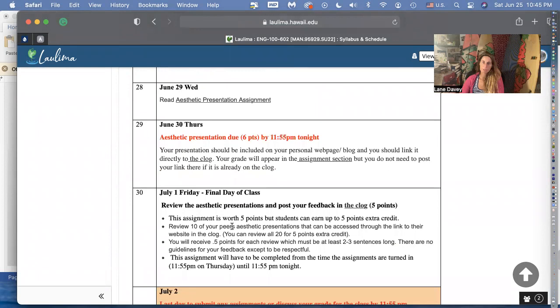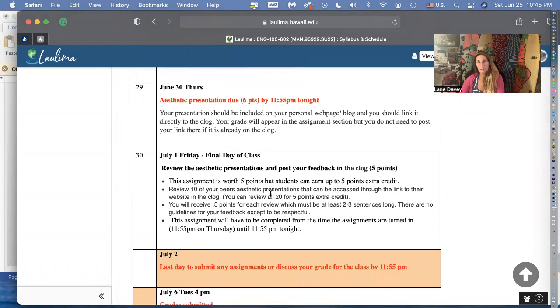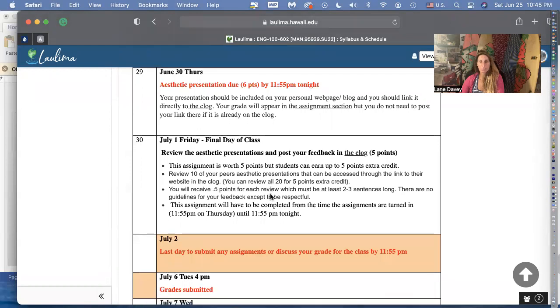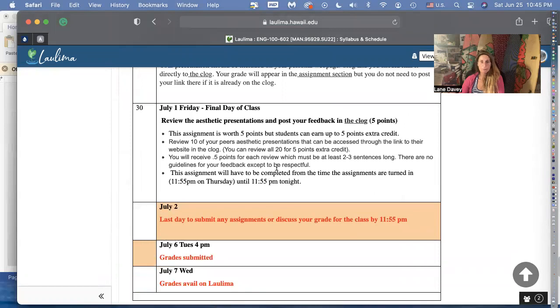July 1st is the final day of class. Give feedback to the other assignments, to the other presentations. You only need 2 to 3 sentences, and you can make 5 extra credit points. So that I'm giving that to you. It's half of a grade. Take advantage of it if you need it. That's due that night, though. You only have that one day to do it.